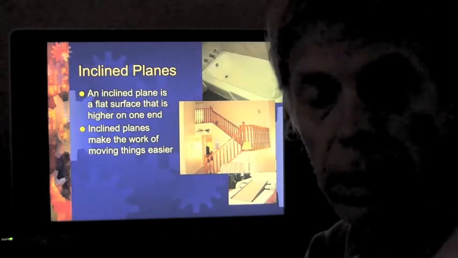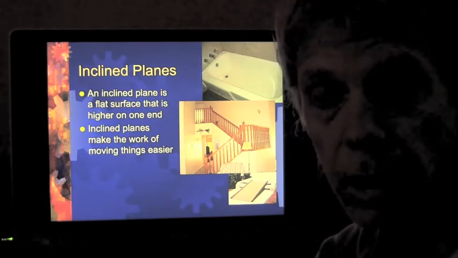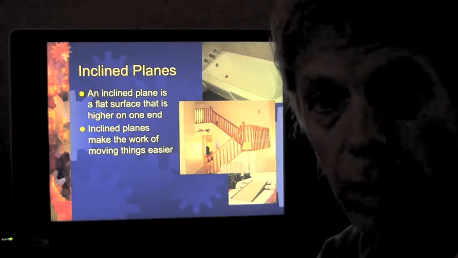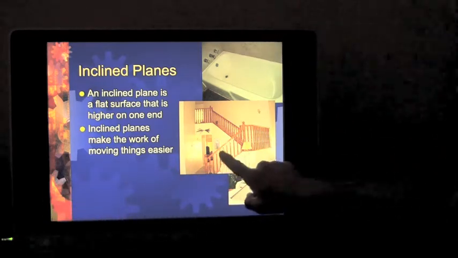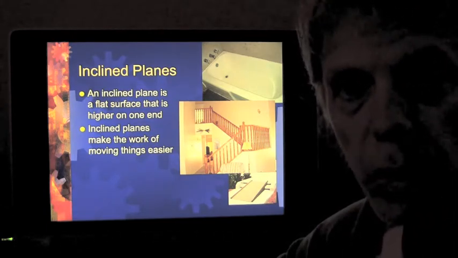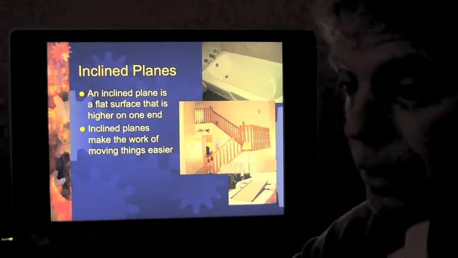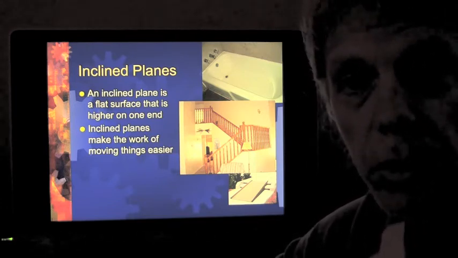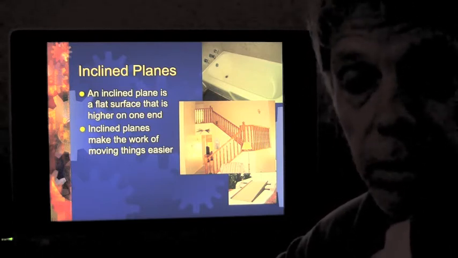Another example of an inclined plane, especially in your house, for example, if you live in a house that has more than one floor, you have to somehow get to the second floor. Stairs are a type of inclined plane. Anything that is moving you up at an angle is an inclined plane. Stairs, for example, would be easier to use than a ladder, which is not an inclined plane if it's going straight up in the air.